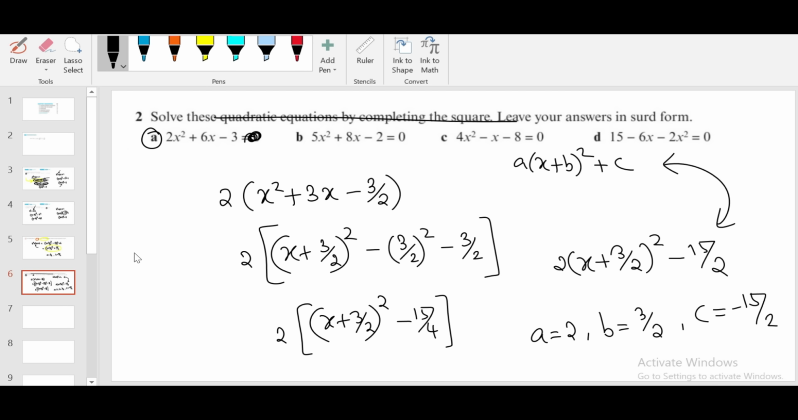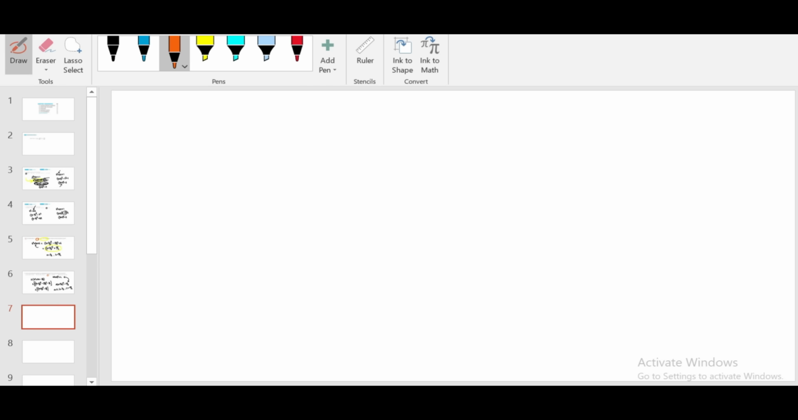Okay, since we learned completing the square, I need to explain one more thing. But before that, let me solve one more question from here. Probably C. 4x square minus x minus 8. Don't put equal to 0.